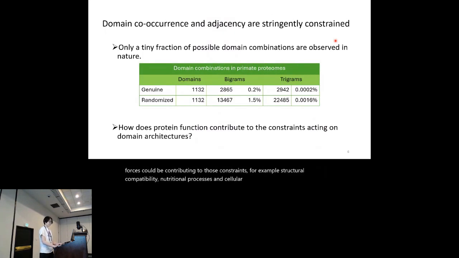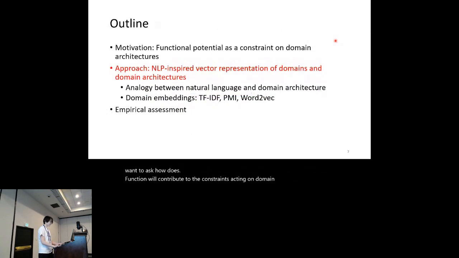And in this work, we want to ask, how does protein function contribute to the constraints acting on domain architectures? We're going to use vector semantics to probe this question. I'm going to tell you how we construct domain and domain architecture embeddings, building on the analogy between natural language and domain architecture. I'm going to introduce 3 domain embedding techniques that use different information from the domain organizations we see.